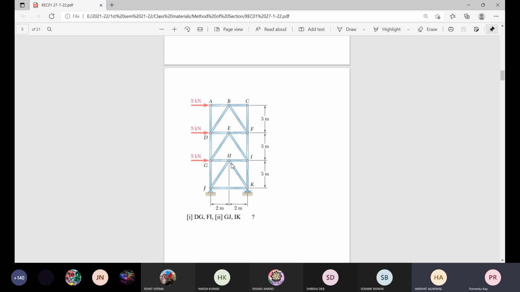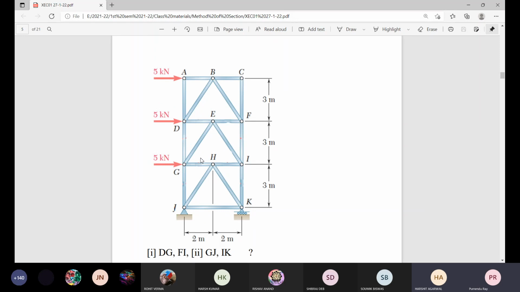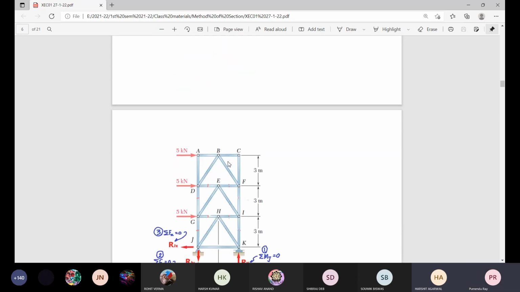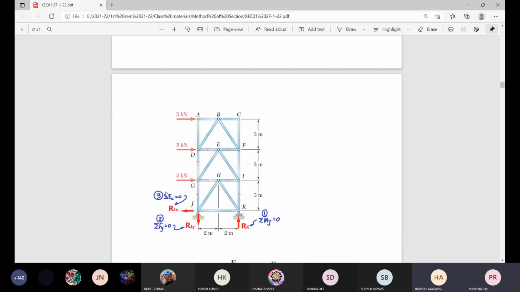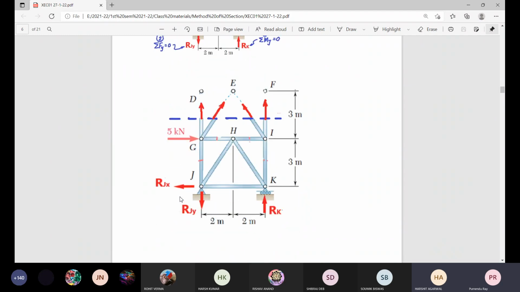So first case, you find the forces for DG and FI. Now, according to our previous knowledge, DG and FI should be intersected by a plane. We have to select the plane in such a way and consider the equilibrium of any portion. This is the calculation of reaction. From sigma j, we get the value of Rk. From sigma Fy equals 0, we get the value of Rjy component, and here Rjx component from sigma Fx equals 0.